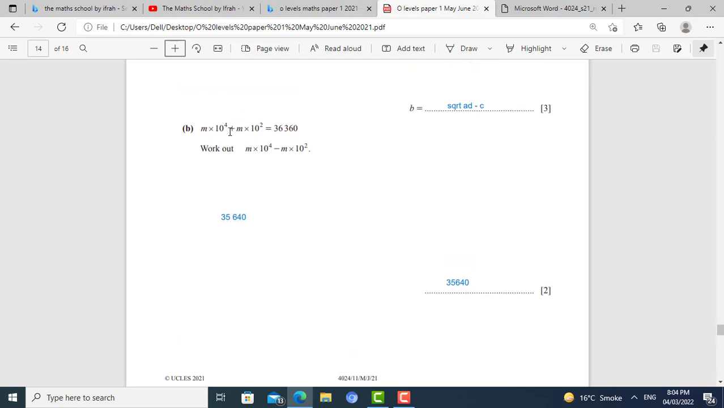Now m into 10 raised to the power 4 plus m into 10 raised to the power 2 is equal to 36,360. Work out m into 10 raised to the power 4 minus m into 10 raised to the power 2. That turns out to be 35,640. Try to solve on your own.